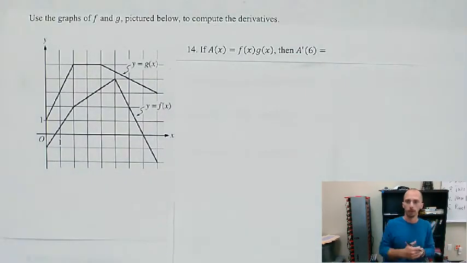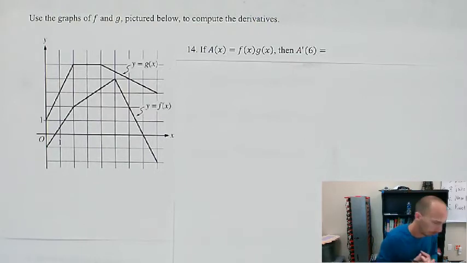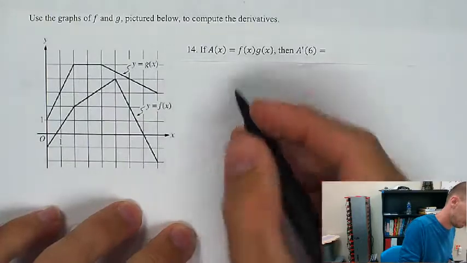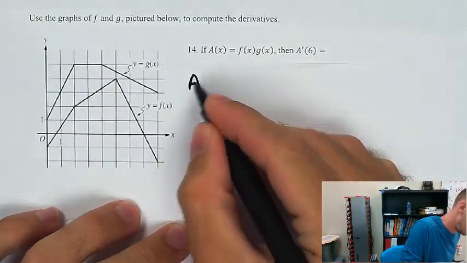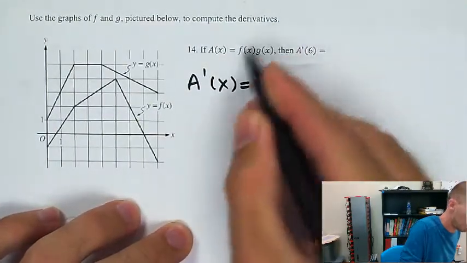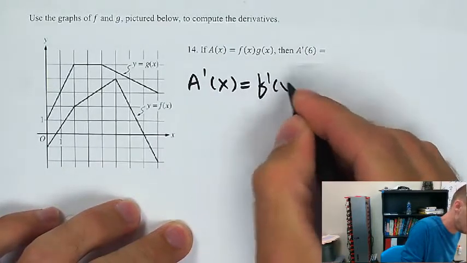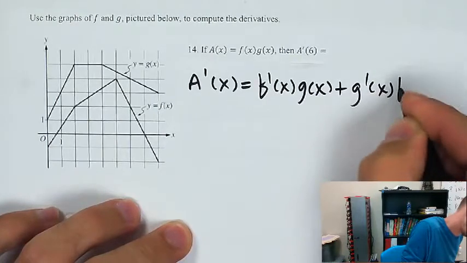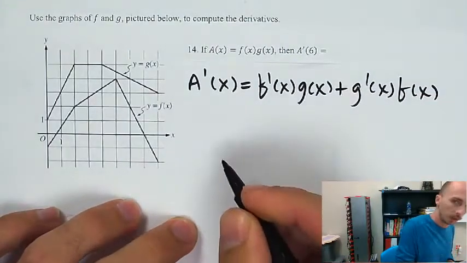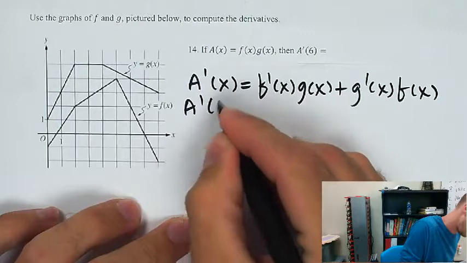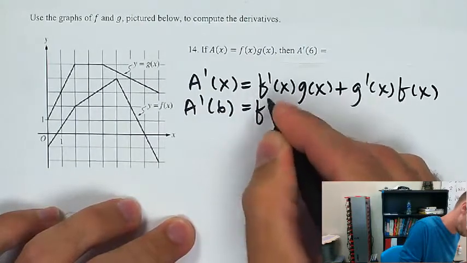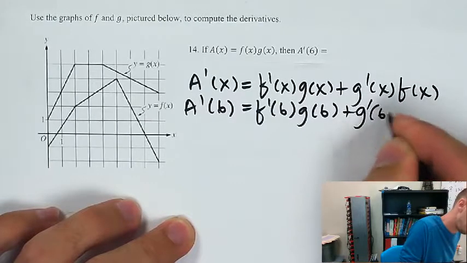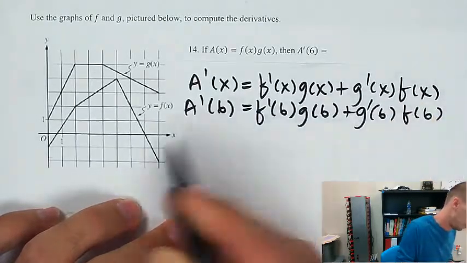All right, so I'm just going to move on and do the rest of them, and I guess this will just be a short video. If a of x is f of x times g of x, that means that a prime of x is going to be, use the product rule, f prime of x g of x plus g prime of x f of x. So a prime of 6 equals f prime of 6 g of 6 plus g prime of 6 f of 6.